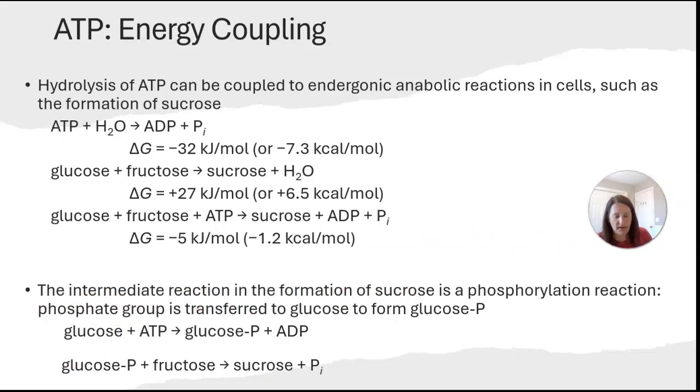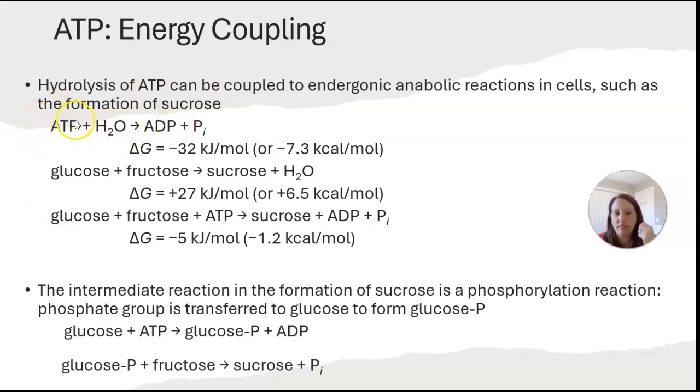And so here we have a process that this ATP can be used to drive. This is called energy coupling. In this case, ATP is first of all produced by an exergonic reaction, and then it's going to be used to drive an endergonic anabolic reaction, a buildup reaction. This is the process by which sucrose, which is a disaccharide, will be produced.